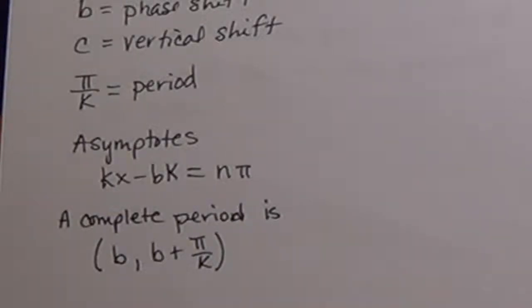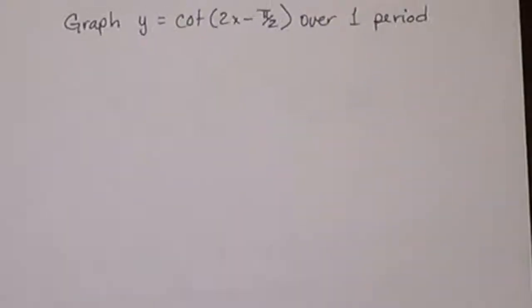Again, if you are asked for other periods, meaning multiple periods of the graph, or if you're asked for specific intervals, you're going to want to adjust this complete period. So let's look at graphing a couple of the cotangent functions. This first one, y equals cotangent 2x minus pi over 2, we want to graph over one period.